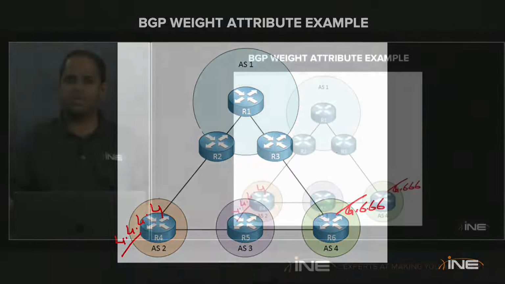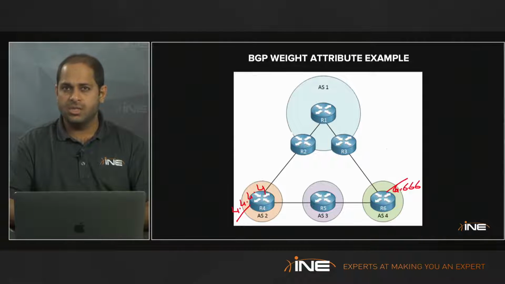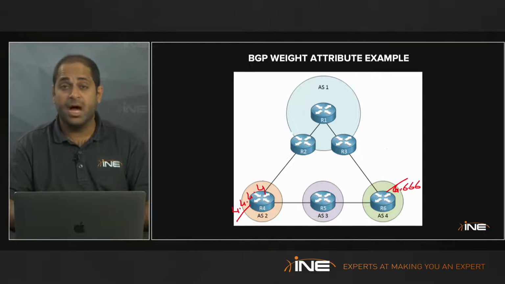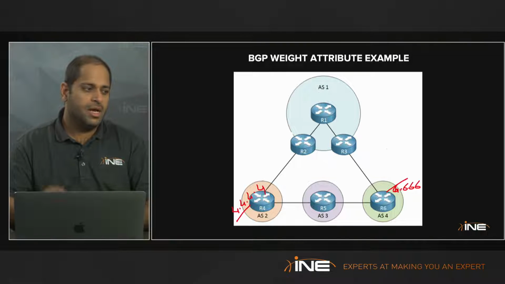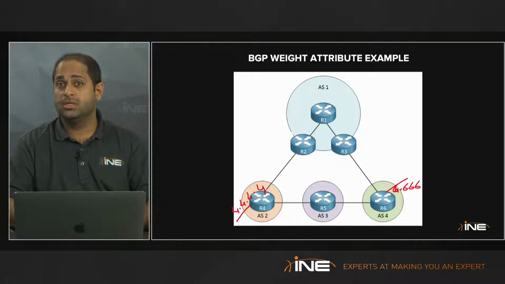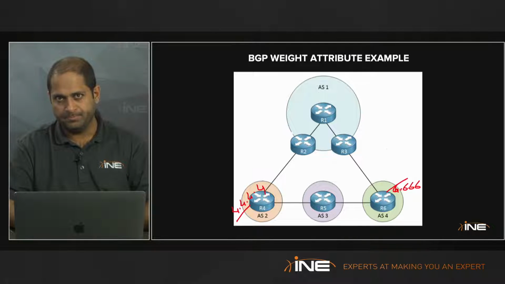Why is that? Because they both are not receiving routes from router 1. Router 1 is not the route reflector. If you know, there's a rule in iBGP that a route learned from an iBGP neighbor cannot be given to another iBGP neighbor. So 2 and 3 would never learn 4 and 6 from R1. So the only choice that they have is to go towards the eBGP neighbor.